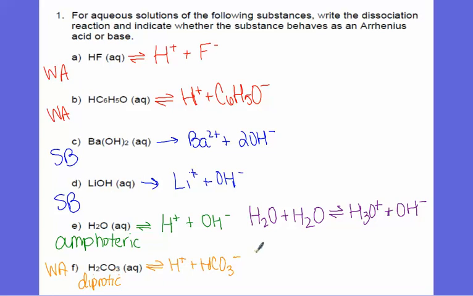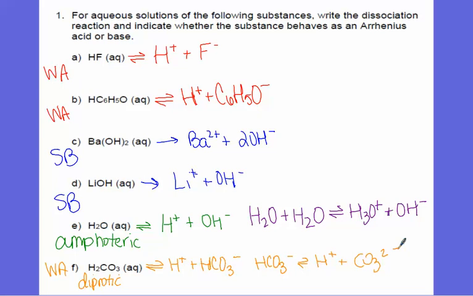So then our second dissociation would be HCO3 minus, wrong type of arrow, dissociating into H plus and what's the other product? CO3 2 minus. Cool? Questions so far?